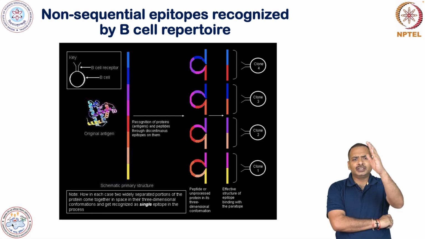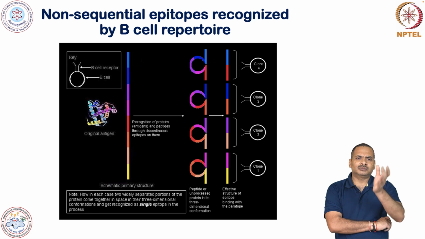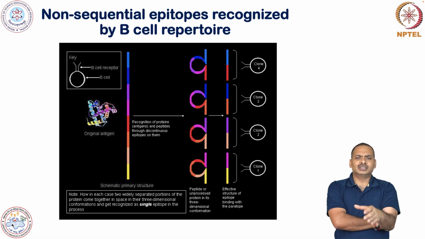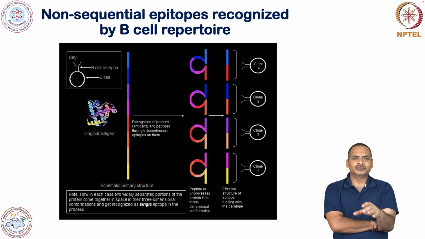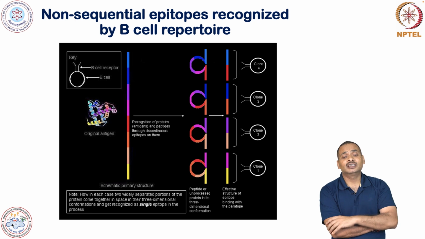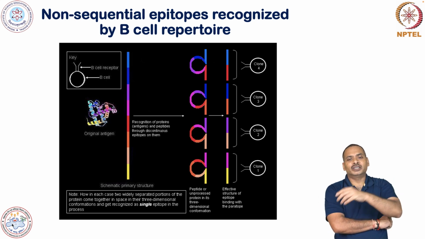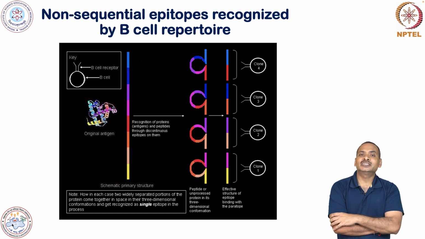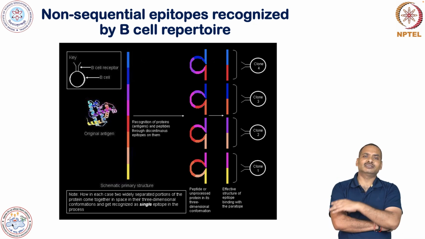Okay, so when this polypeptide makes some structure, here you can see that this polypeptide is basically making some kind of structure, maybe there are disulfide linkages, and that makes this loop kind of structure. So now the epitope is no more a sequential epitope, it is a non-sequential epitope.